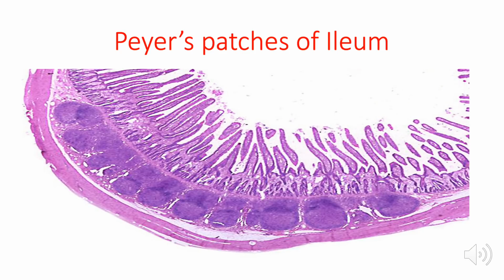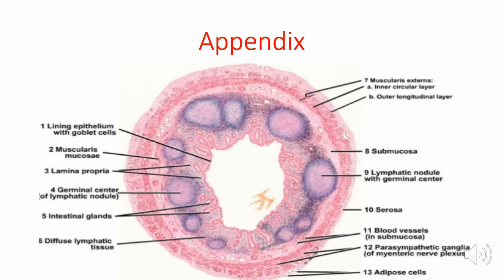These are the Peyer's patches of the ileum. Since the ileum is part of the gastrointestinal tract, we will refer to the Peyer's patches as part of the gut-associated lymphatic tissue. And these are the lymphatic tissues that we can find in the appendix.